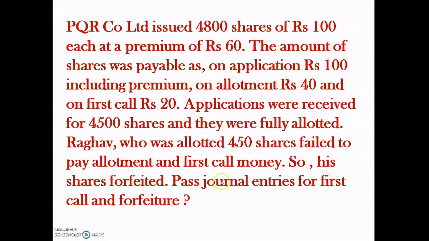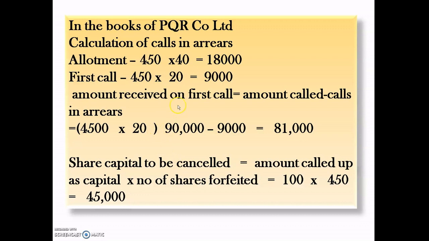Okay, so in this question we have to pass the journal entries only for first call and forfeiture. Because of that we are calculating only the amount received on first call. They have not asked us to calculate on allotment, they have told us only to pass the journal entries for first call and forfeiture. Because of that we are calculating only the amount received on first call, and that is 81,000.